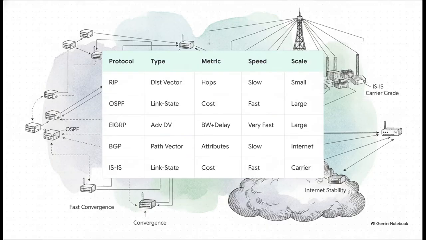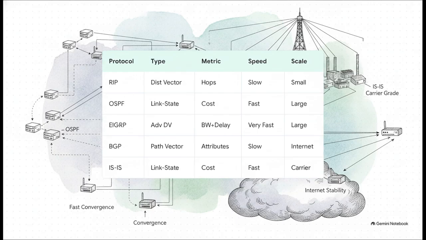Think of this decision matrix as your ultimate cheat sheet. It summarizes exactly how RIP, OSPF, EIGRP, BGP, and the carrier-grade IS-IS stack up against one another. You can immediately see the patterns here. If you need fast convergence in a large, multi-vendor enterprise, OSPF is going to be your go-to. If you're a major telecom carrier, you're very likely leveraging IS-IS. And if you are actively talking to the internet at large, you are using BGP, consciously trading speed for internet scale stability.